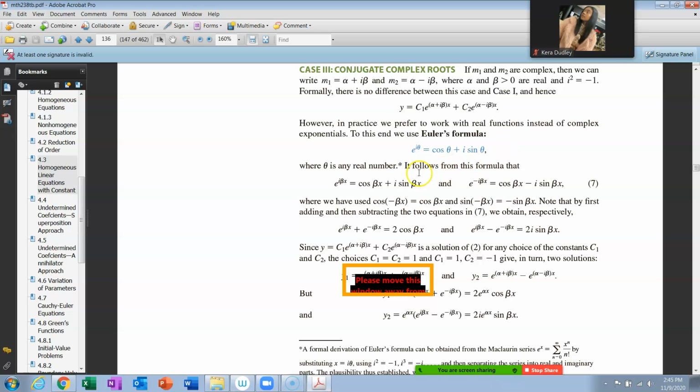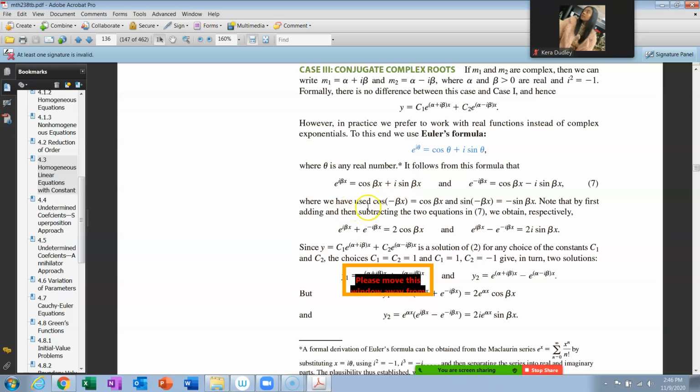Now if you were to take this second part here, e to the i beta x and e to the minus i beta x, those can be written just like you saw here. This one and that one can be written as a real part and an imaginary part. That would be cosine beta x plus i sine beta x. This one would be cosine beta x minus i sine beta x. And the reason for that is that sine is an odd function, cosine's an even function, so when you change the sign, the cosine stays the same, the sine does not.